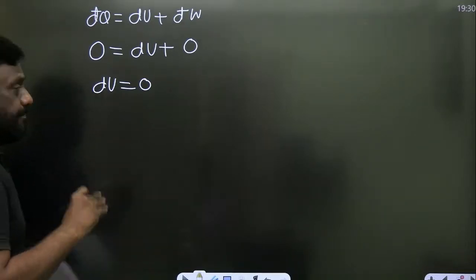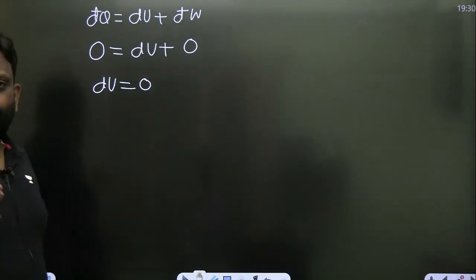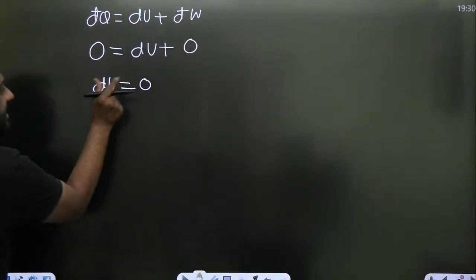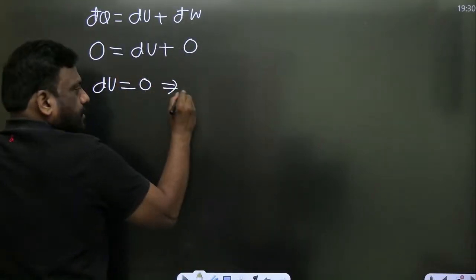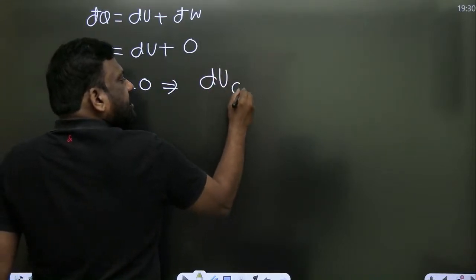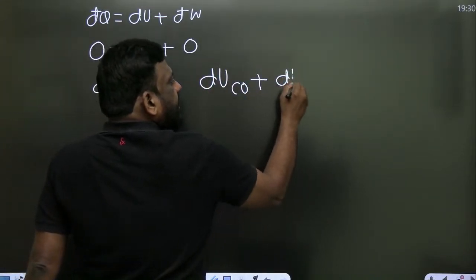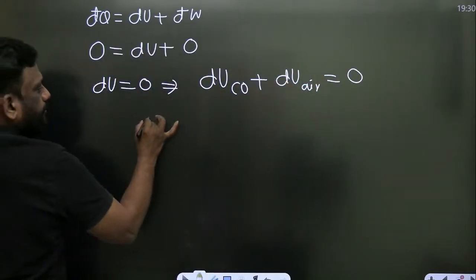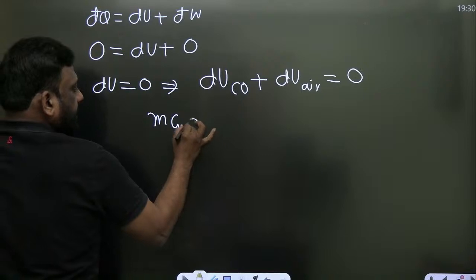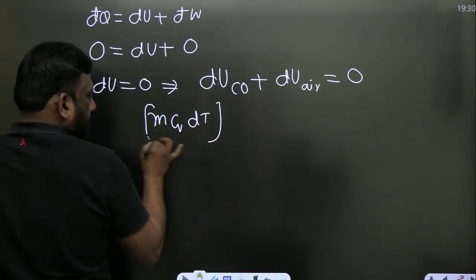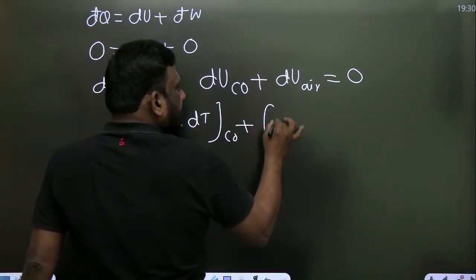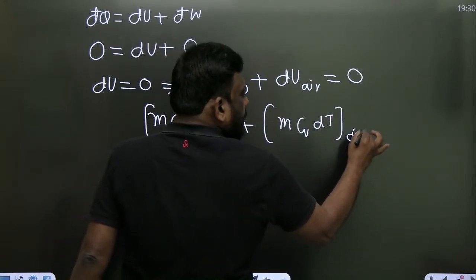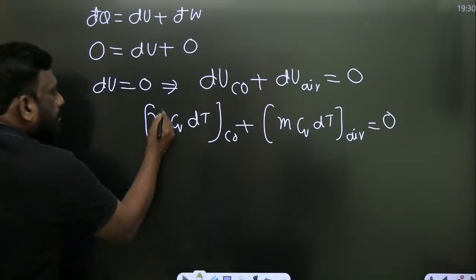Excellent. What does it mean? Here internal energy is an extensive property. Whenever you want the total extensive property, you have to add, so the total internal energy change is 0. This means the internal energy change for carbon monoxide plus the internal energy change for air, this total should be 0. Look, mCv dT for carbon monoxide, plus mCv dT for air, should be equal to 0.